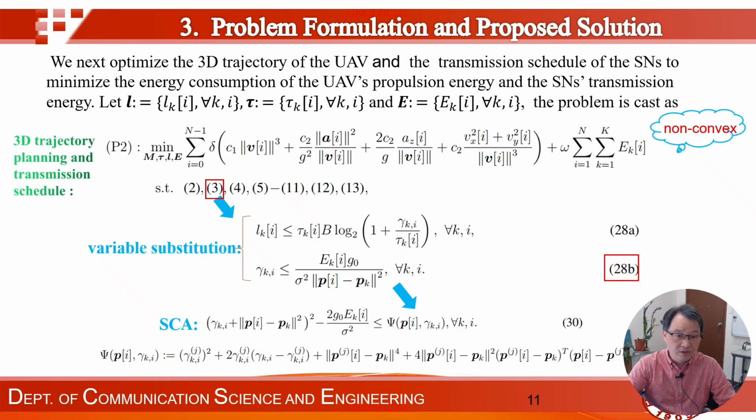To address this, we use the same strategy as in the first part of this presentation, which is variable substitution and successive convex approximation. For example, we can replace the logarithmic data rate constraint with a more manageable form using an auxiliary variable gamma, as shown in 28a and 28b. The key takeaway here is that this joint optimization balances the energy efficiency of the UAV with the communication efficiency of the ground sensors. This gives us a solution to UAV-assisted data collection.